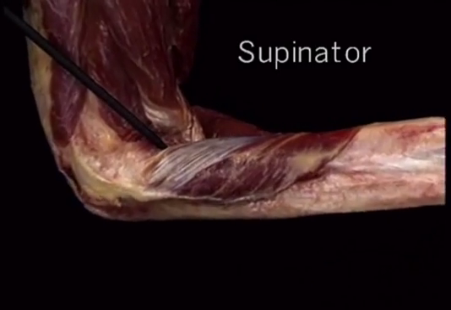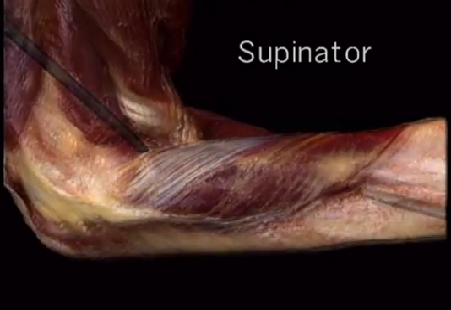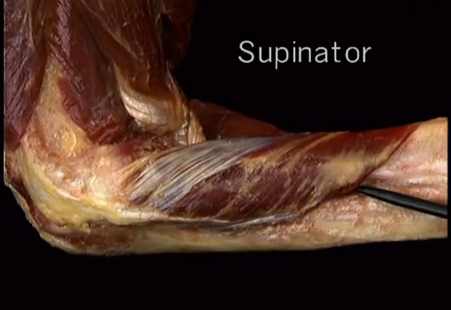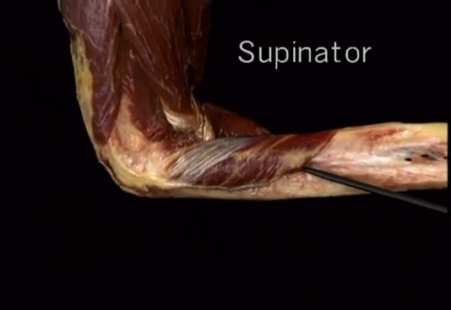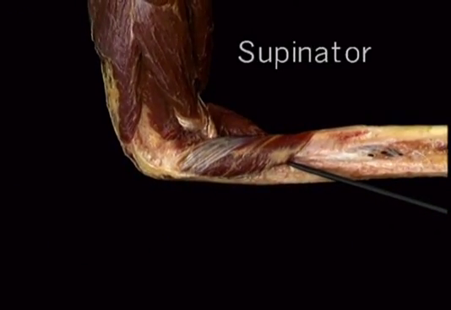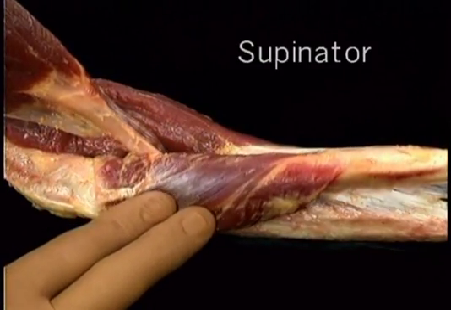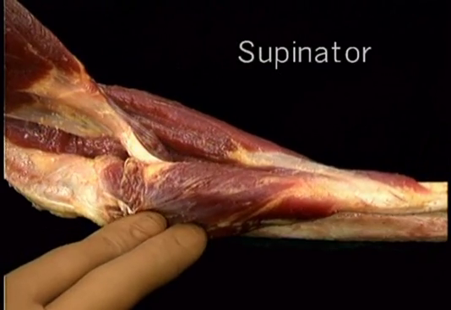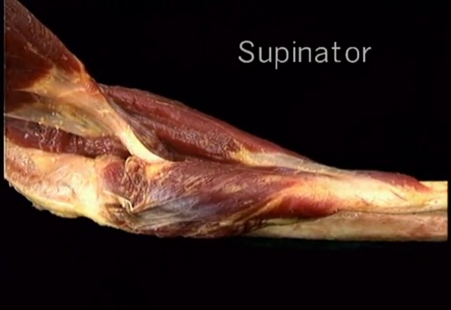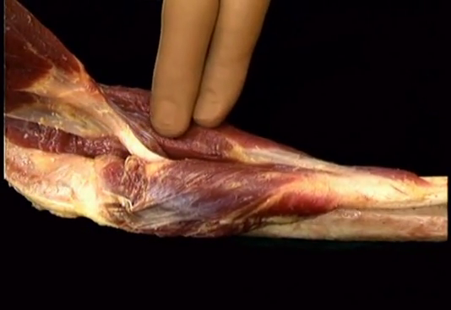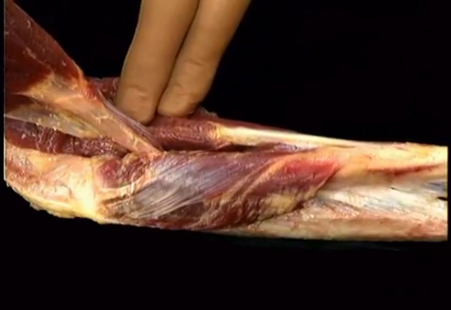The deep branch of the radial nerve runs through the supinator. It enters here and emerges under here. Here's the action of supinator. It's a nice match for pronator teres.